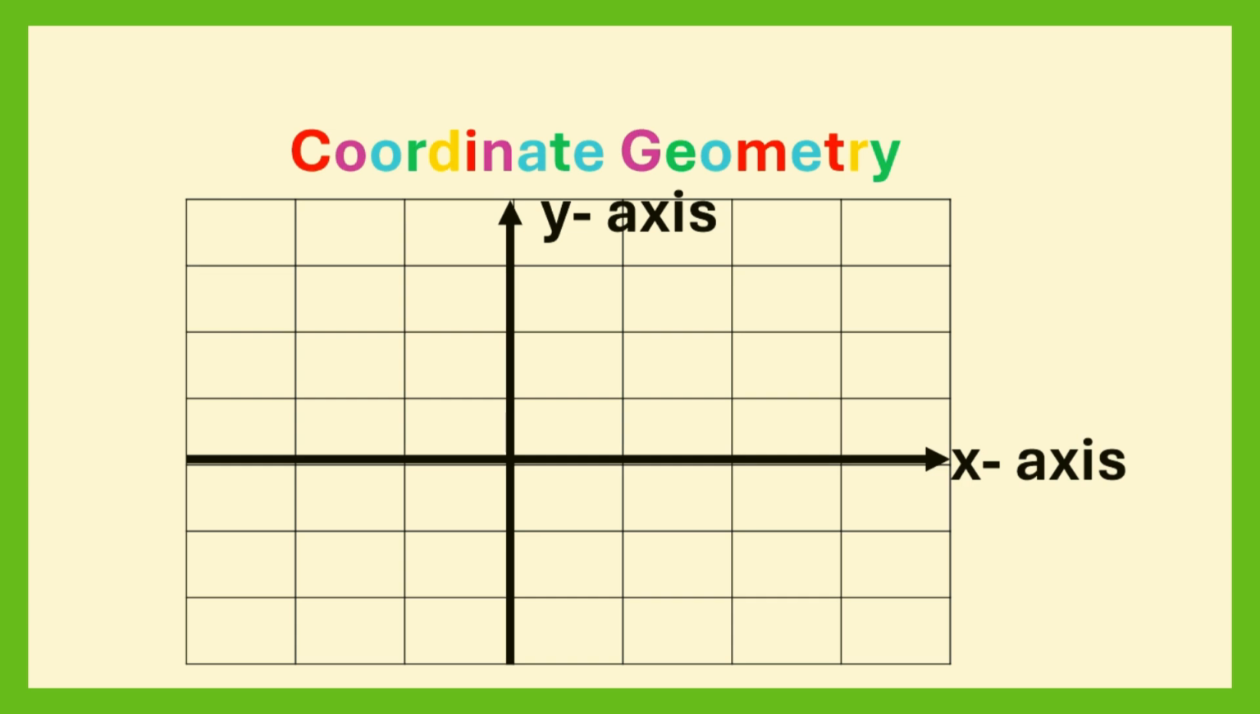Now, in coordinates, we read x with respect to y. So x comes first, followed by y. And as you can see here, you have x comma y. We use a comma to separate the two locations. The first one is on the x-axis and the second one on the y-axis. So this is x comma y, meaning that you go on the x-axis first, then you go to the y-axis.